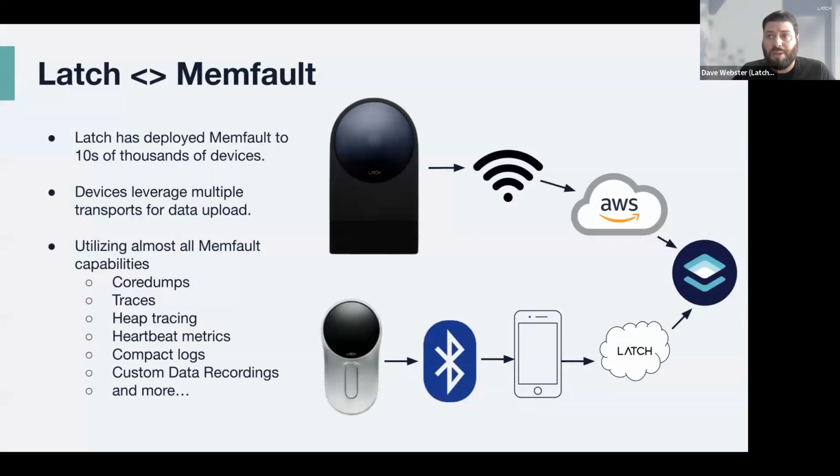So first, I want to talk a little bit about where we are at currently with our Memfault integration and usage, and then I'll dive a little bit deeper into how we got here, and how we continuously leverage the platform to maintain and improve the reliability of our products.